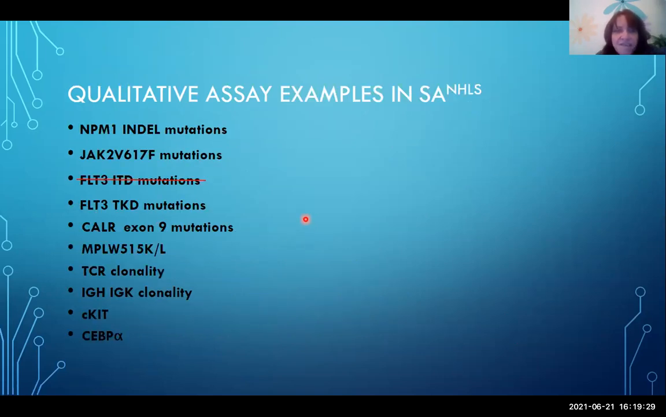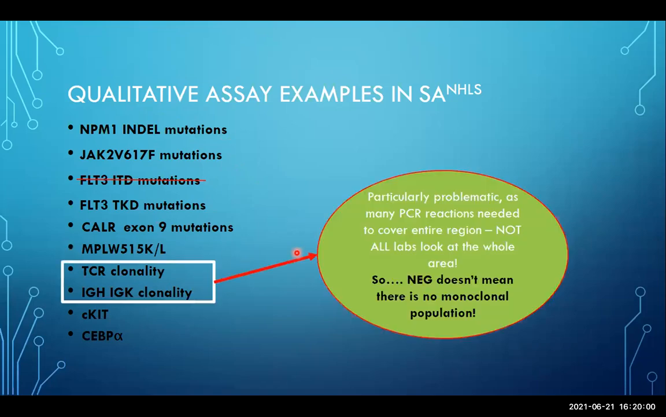So in terms of qualitative assay examples in South Africa, I changed this now to the NHLS because I'm sure Theo does a lot more. I'm very jealous. You'll see that I've knocked off the list FLT3 ITDs because that is no longer a yes/no answer. We use the allelic ratio, which means it has moved into the quantification range type of assay. But the others here are your typical NPM1s, your JAKs, and your NPLs, for instance.